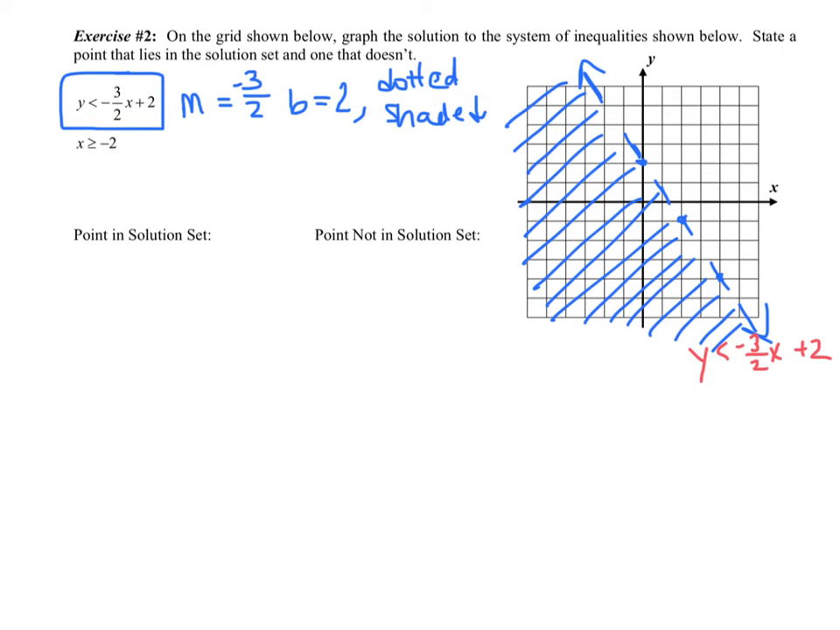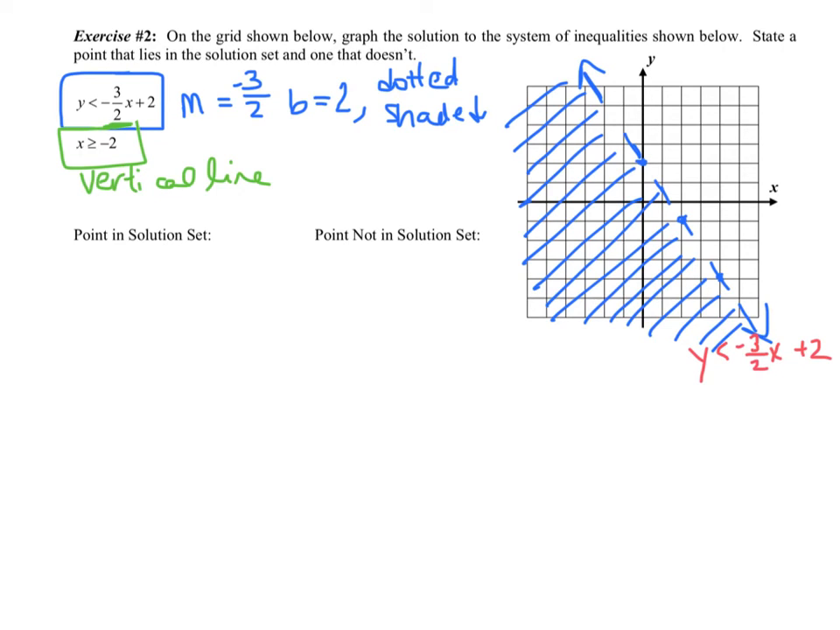All right, moving on to the second inequality. Okay, x is greater than or equal to negative 2. So if we look at this second inequality, we want to think back. We actually did one just like this last time in our notes as well. x is equal to negative 2 is what kind of line? Remember that we should have that memorized, that this is a vertical line. Okay, so it's a vertical line.